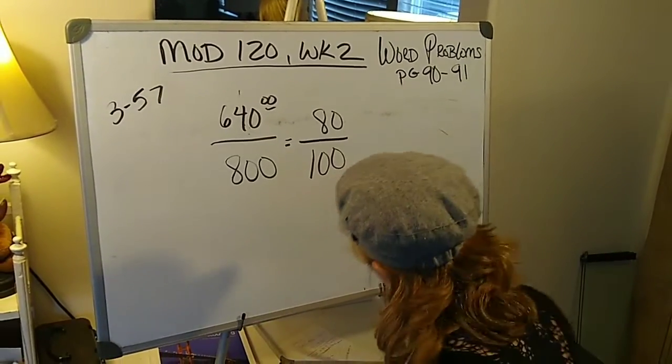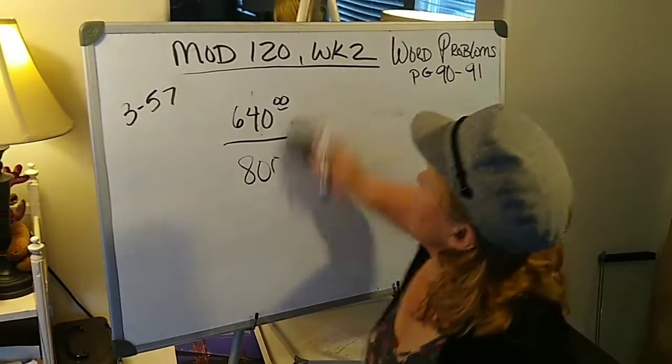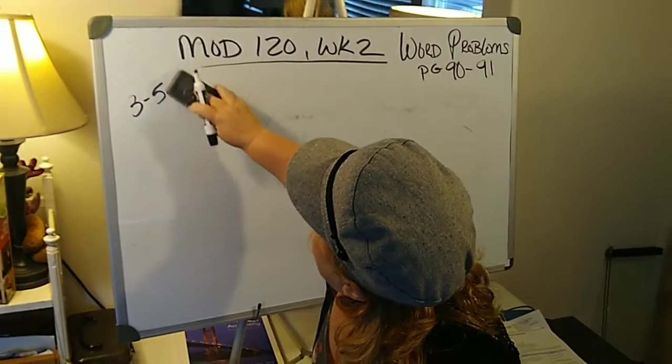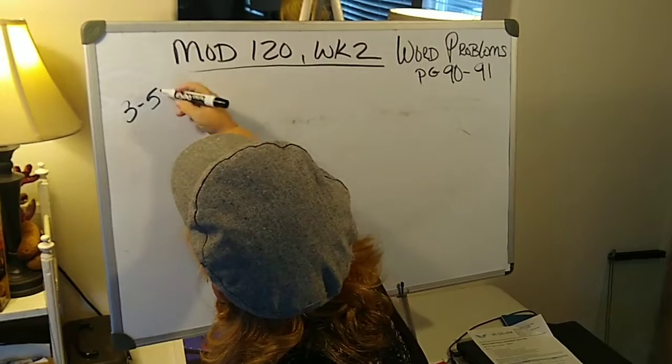Okay? So that was 3-57. All right, so let's do 3-58. 3-58.